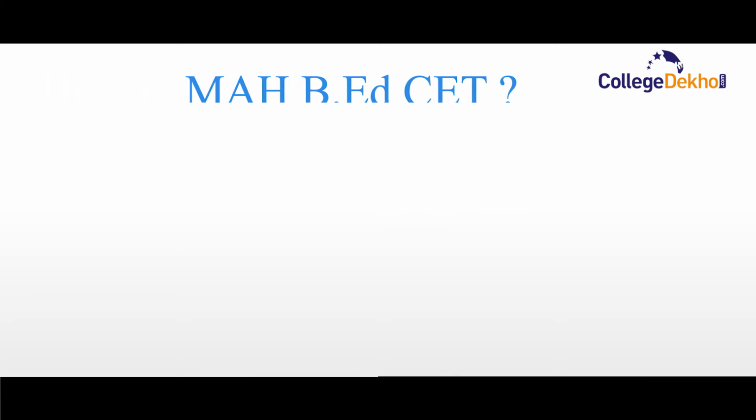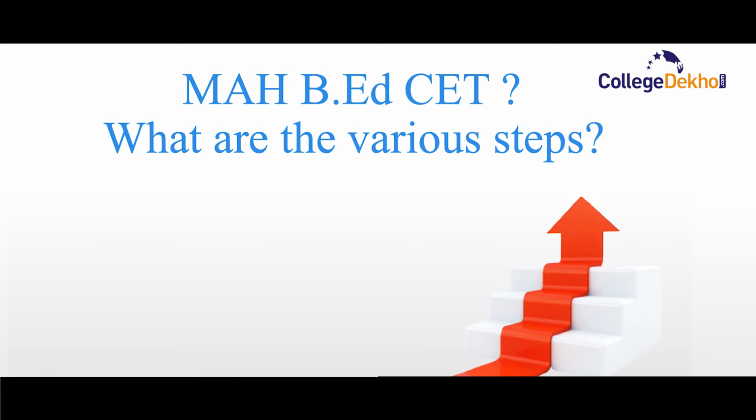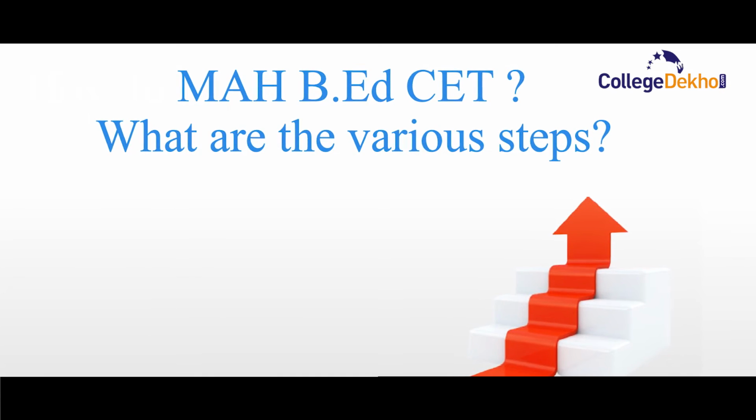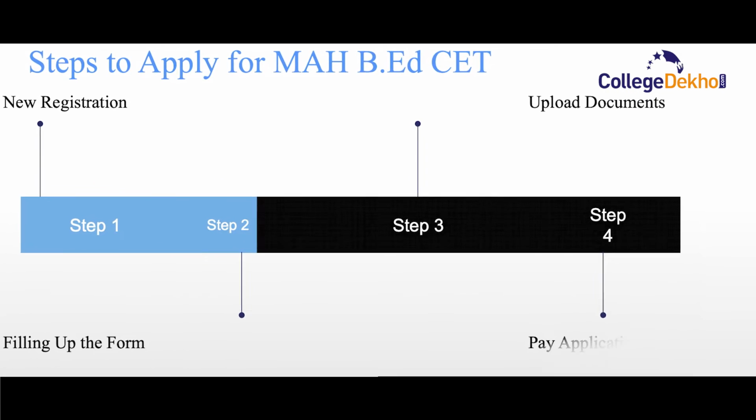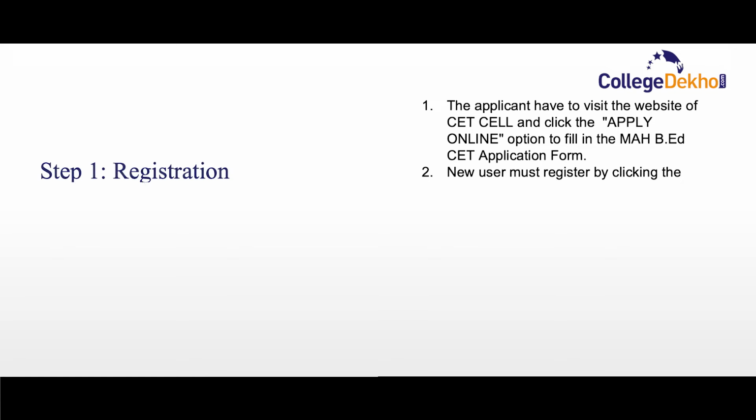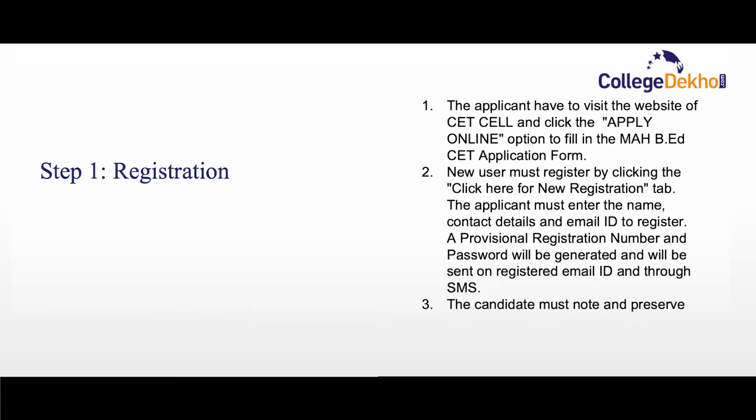Now, what are the various steps included in MAH B.Ed SET and how to apply for MAH B.Ed SET? The various steps which are required to apply include new registration, filling up the form, documents uploading and paying the application fee. The very first step is the registration, for which the applicants will have to visit the official website of MAH SET cell and click on the apply online link on the main page, which will take them to the MAH B.Ed SET application form portal.